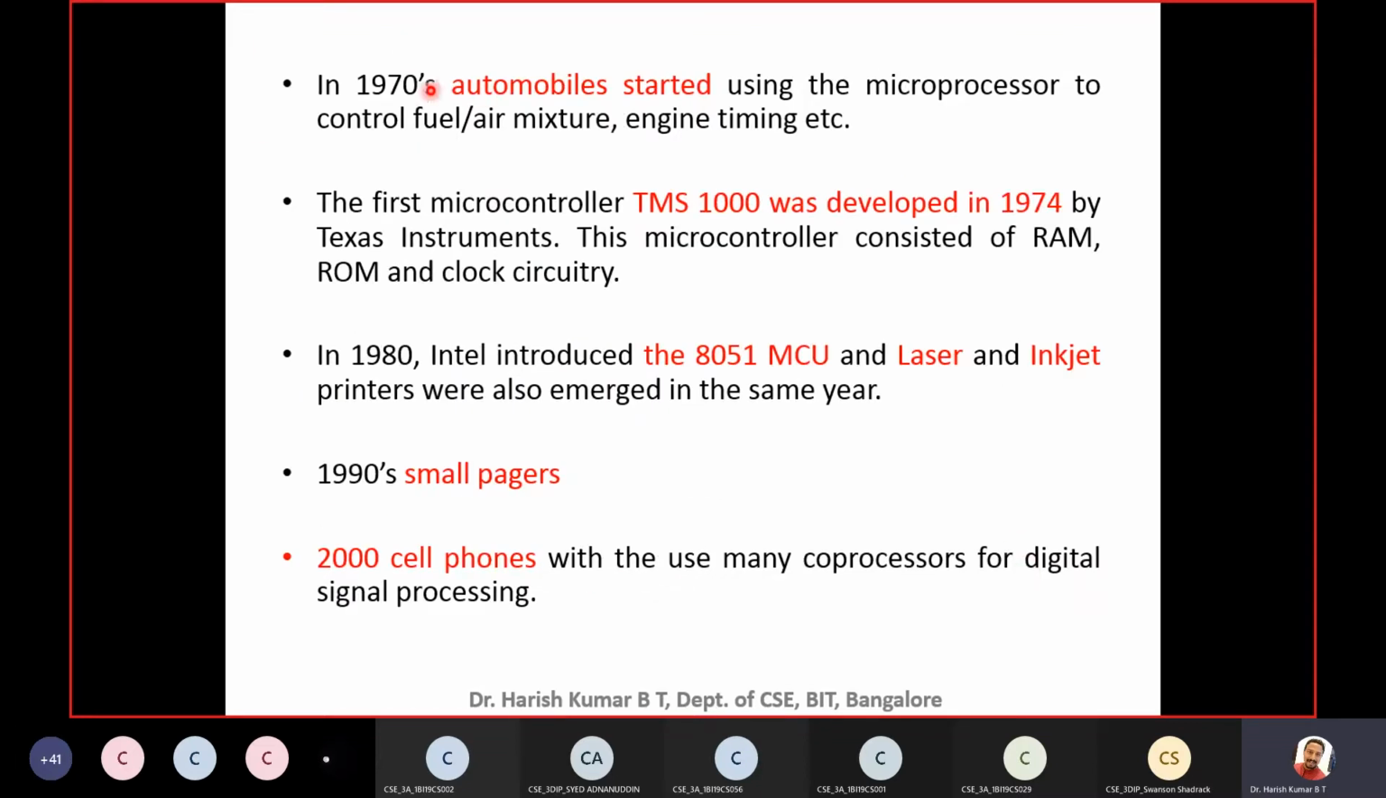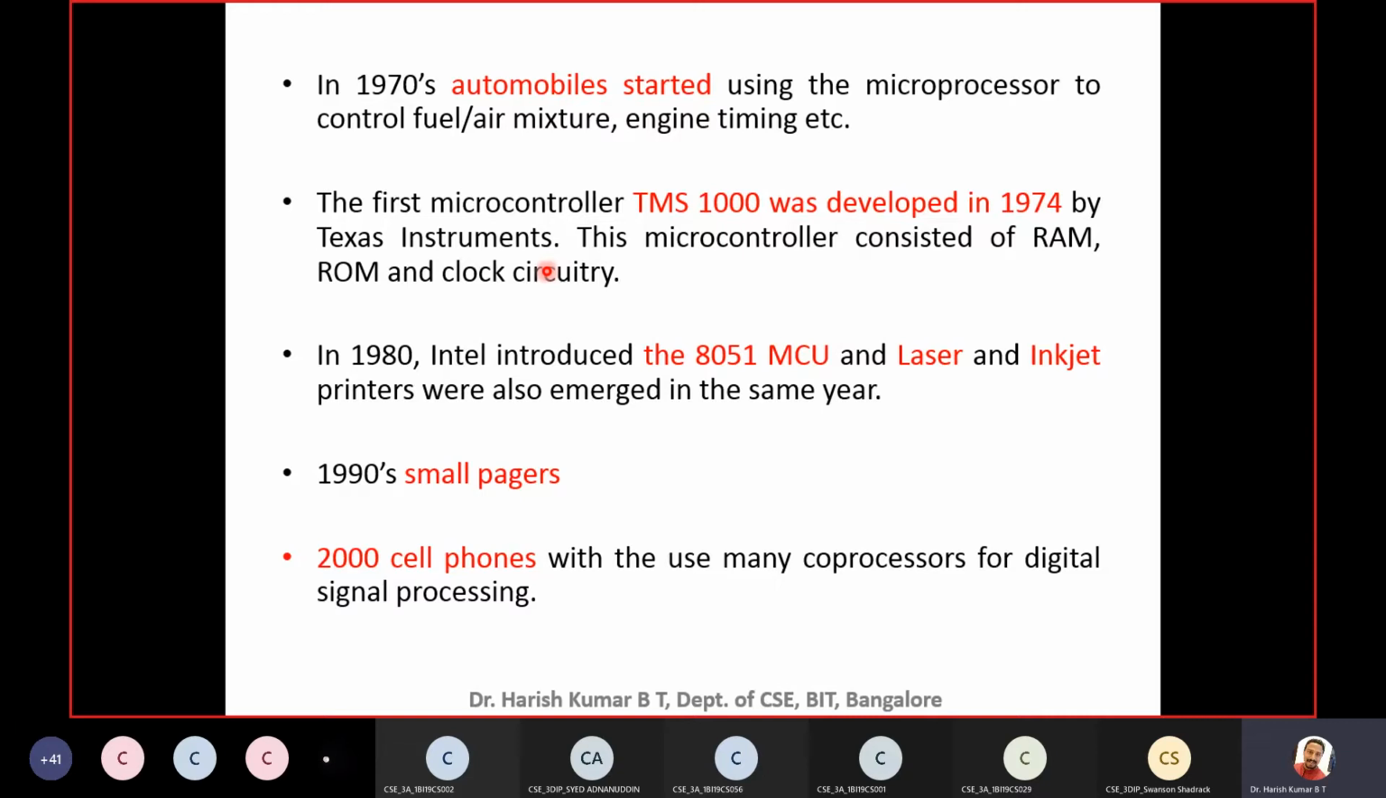Next, in the 1970s, automobiles started using microprocessors. For what purpose? For controlling the fuel-air mixture, and also for the engine timing. In all these places we have the microprocessor used. And the first microcontroller, the TMS 1000, was developed in 1974 by Texas Instruments. It consisted of RAM, ROM, and clock circuitry within the same chip.